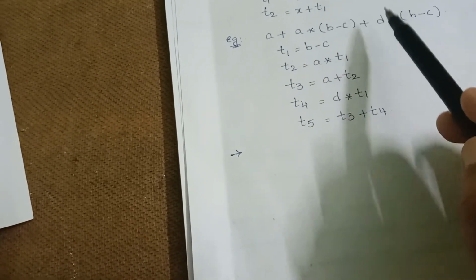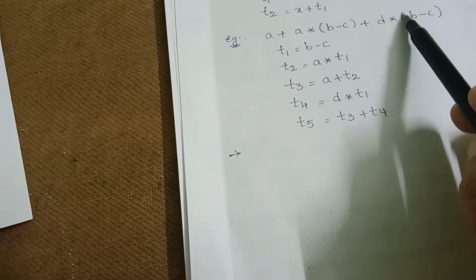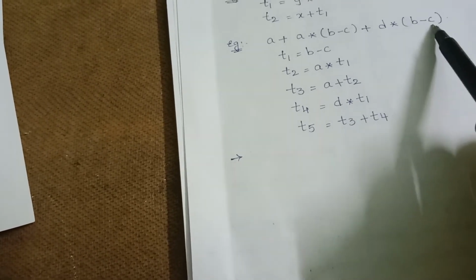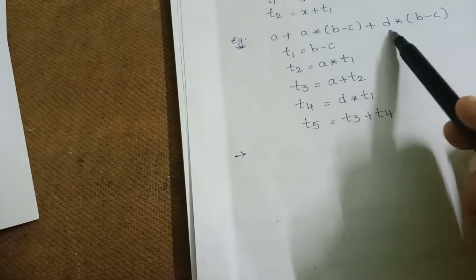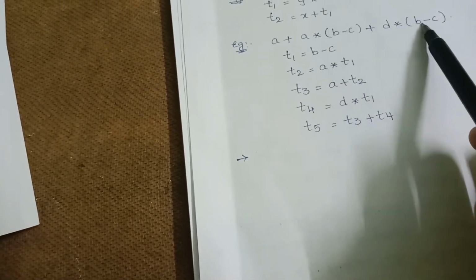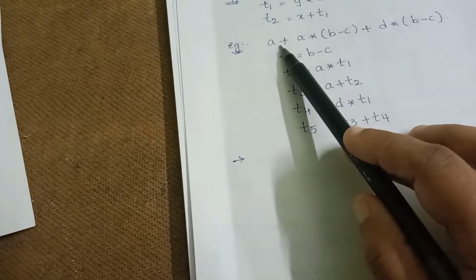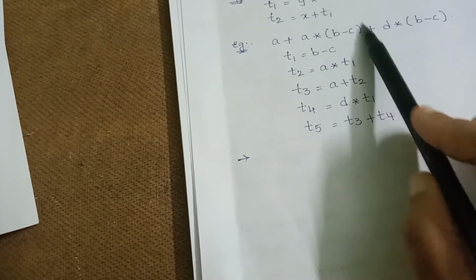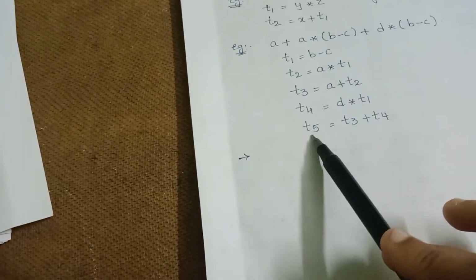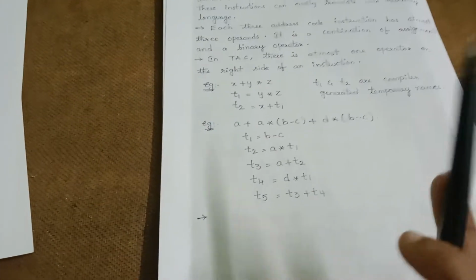And next, T4 will be assigned D star B minus C, which we have already considered as T1. So T4 is equal to D star T1. Now A plus T2 is considered as T3, and this is considered as T4. So now the whole expression we assign to a temporary value T5. T5 is equal to T3 plus T4. In this way we are going to write the 3 address code.